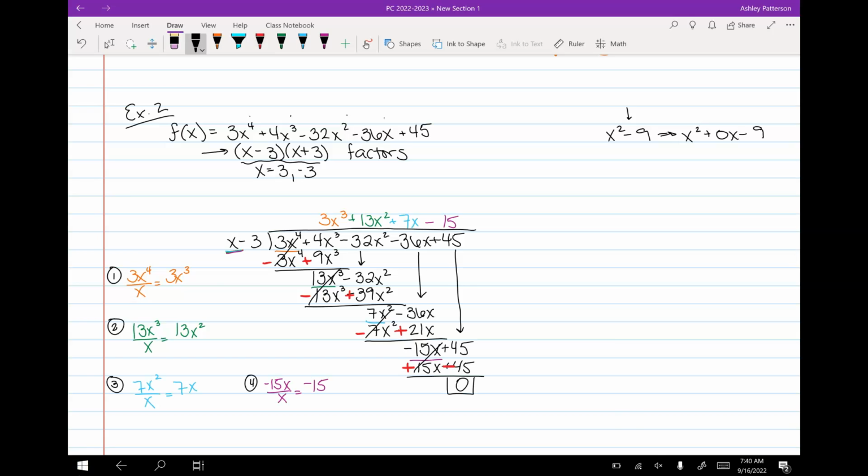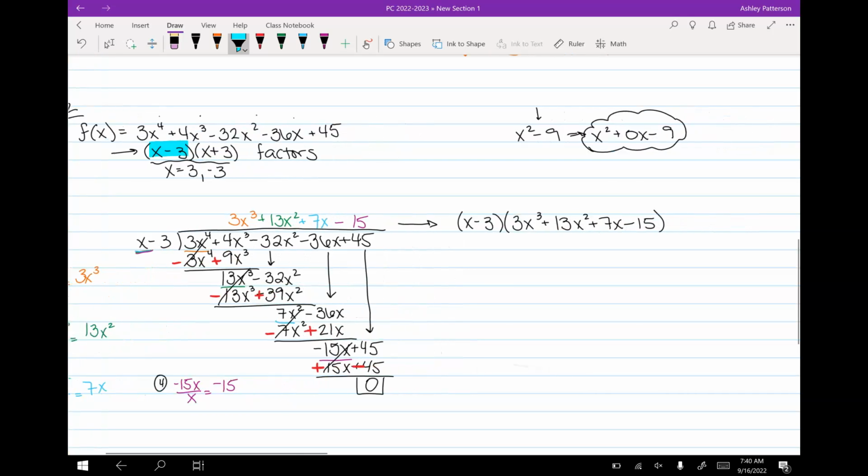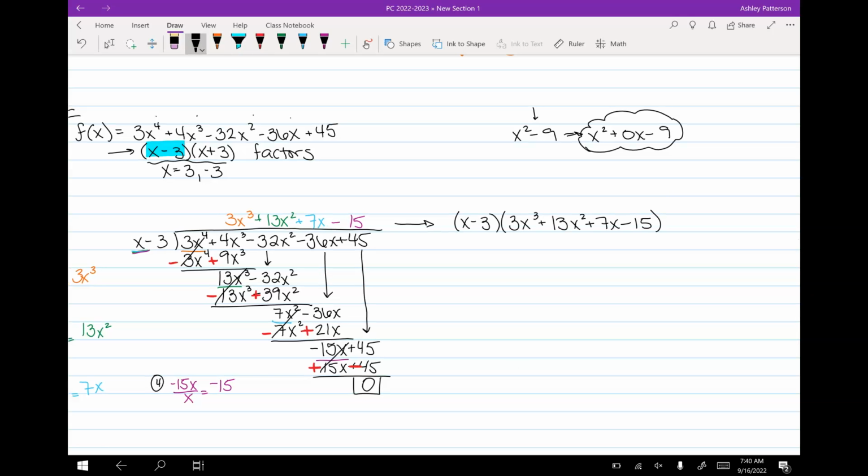Okay, hopefully you found that if we take x minus 3 and divide it out, we end up with 3x cubed plus 13x squared plus 7x minus 15. Now, if you use the product of the two factors, just hang in there. Since we already factored out x minus 3, we need to take the other factor of x plus 3 and divide it out of the remaining cubic, okay?